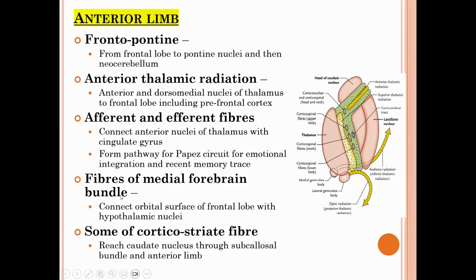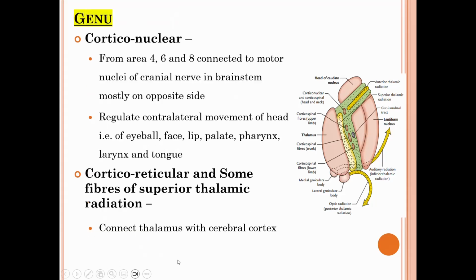Then there are fibers of the medial forebrain bundle. They connect the orbital surface of the frontal lobe with the hypothalamic nuclei, and there are some corticostriate fibers, that means from the cerebral cortex reaching the caudate nucleus through the subcallosal bundle and the anterior limb. Then what are the fibers in the genu?